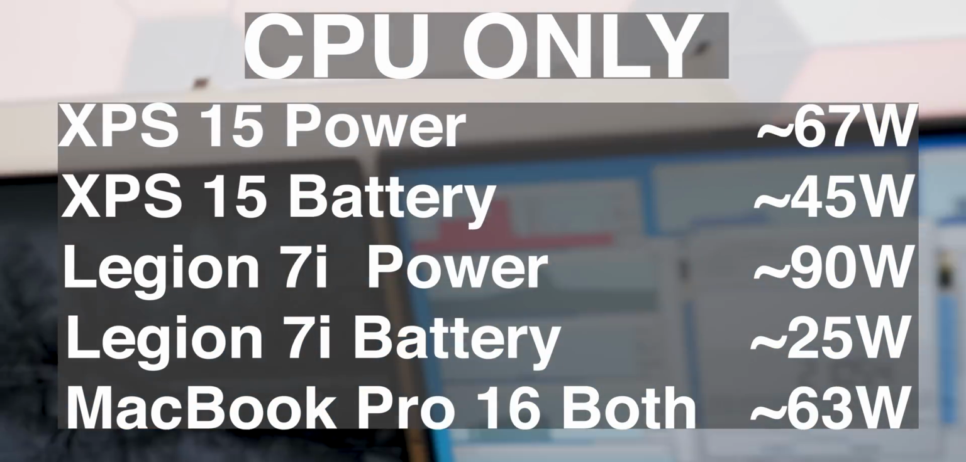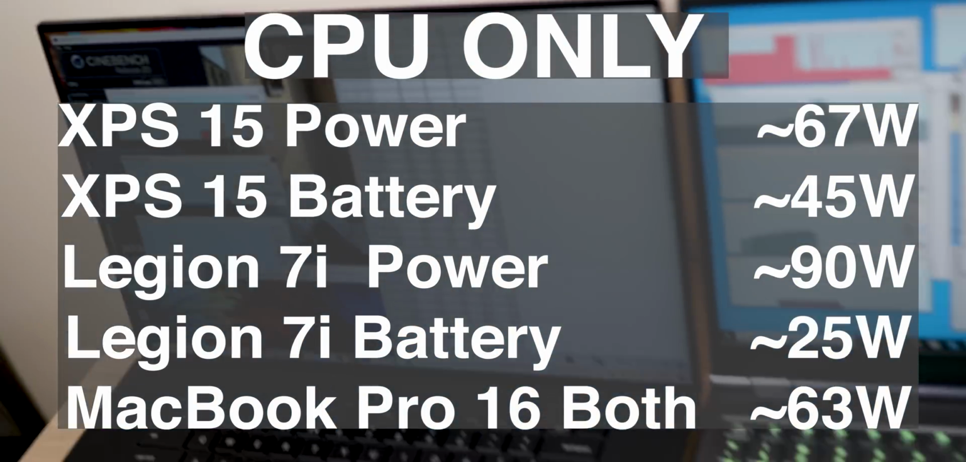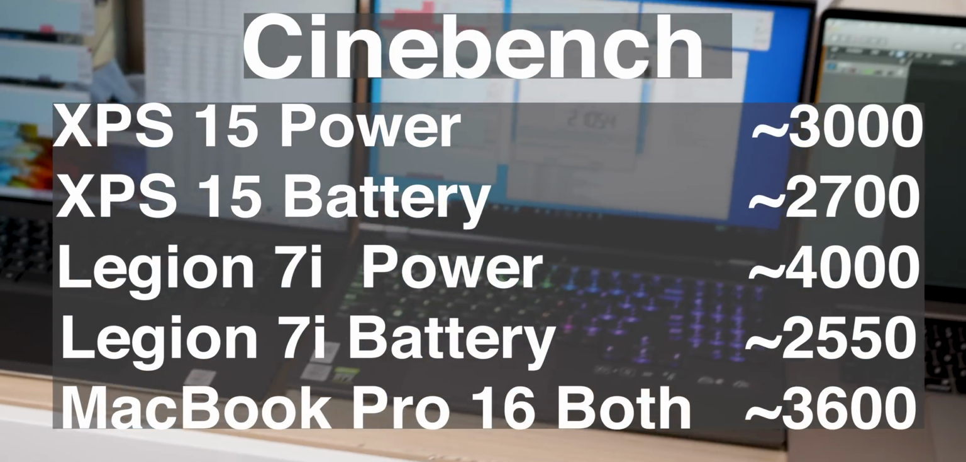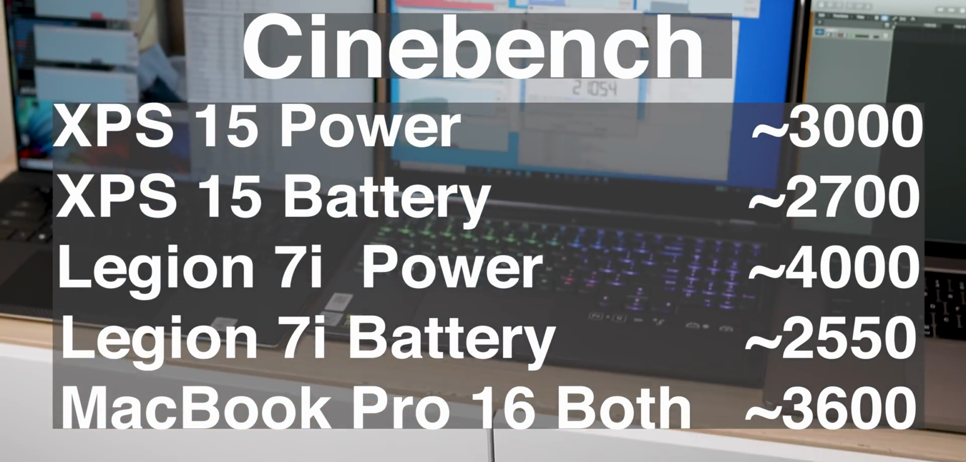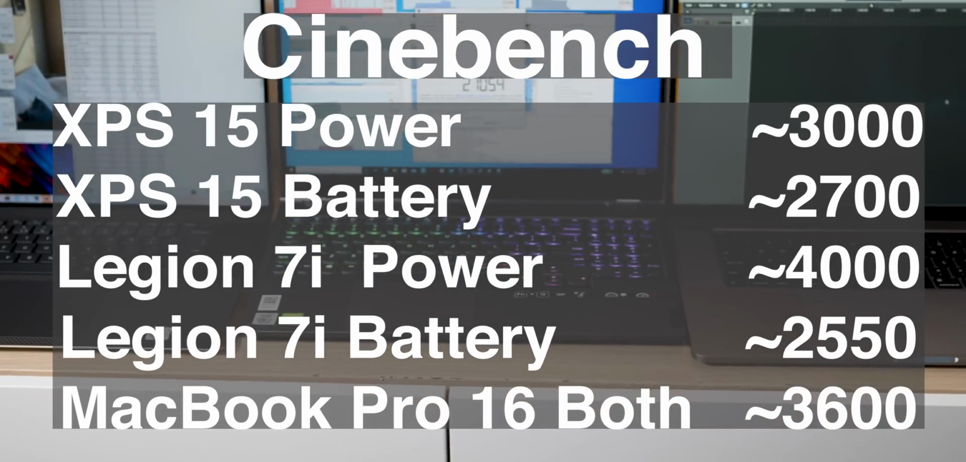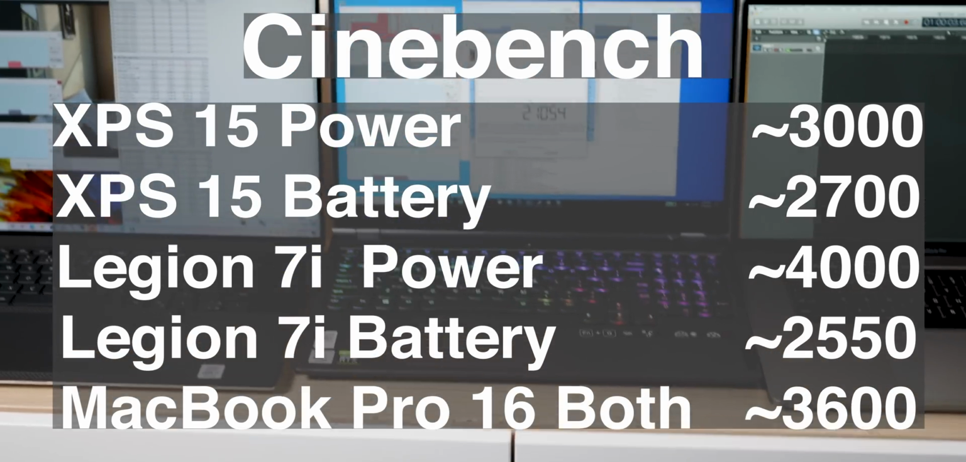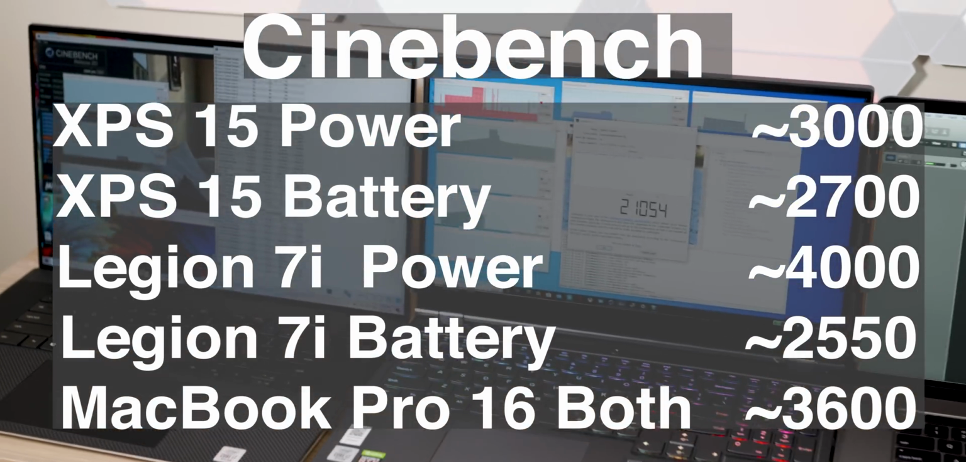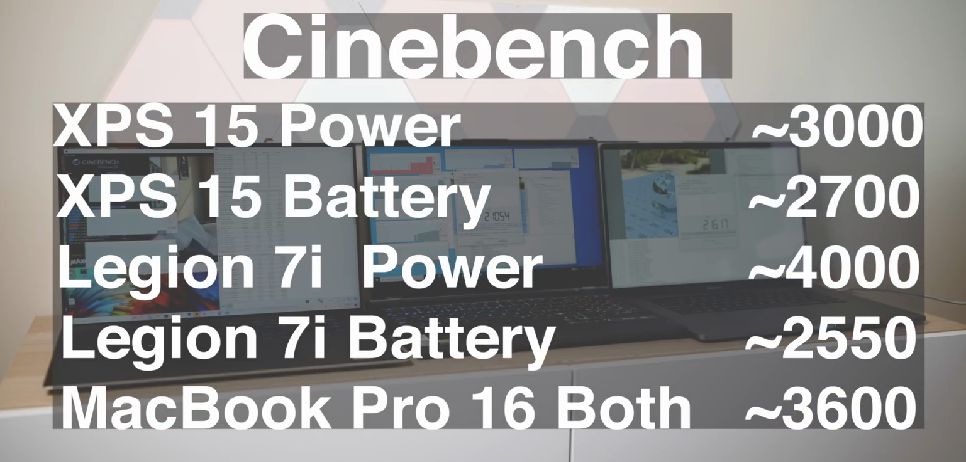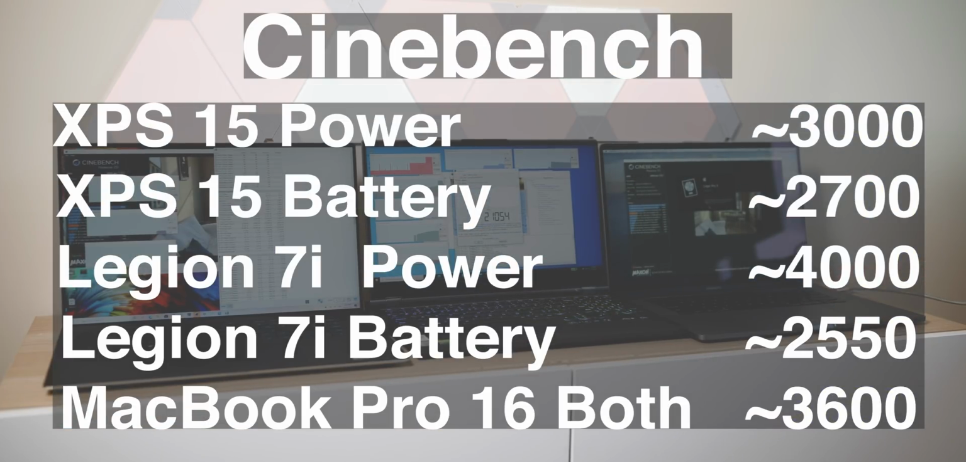The Legion, whoa, this takes a big haircut, goes down to 25 watts. It sort of makes sense. It's a gaming laptop. Yes, they'll give you 55 watts on a GPU unplugged, but the CPU, they're only giving you 25 watts. So it goes down to a score of 2,545.